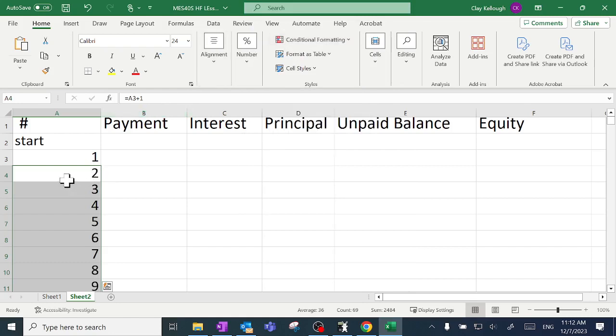Basically what it does is it repeats the formula in every cell from now on. So this cell I typed in as cell A3 plus 1. This is cell A4 plus 1. This is cell A5 plus 1. It just repeats the formula when you hit the command fill down.